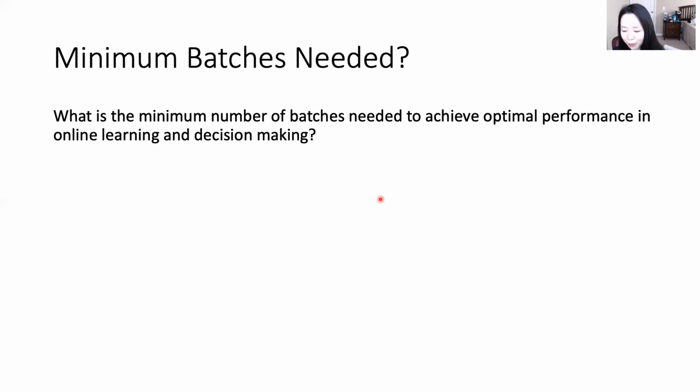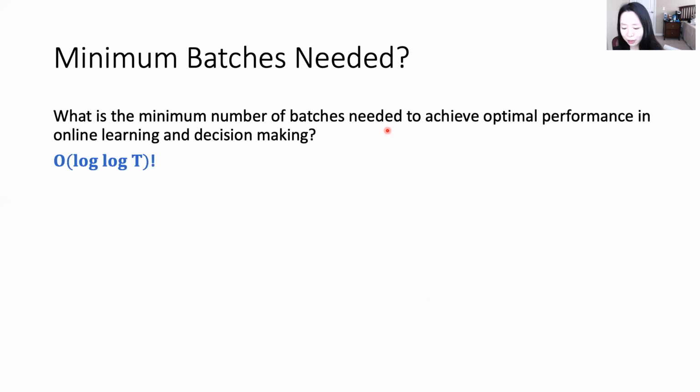So the key mathematical problem here is to find a trade-off between the number of batches and the regret. In particular, we don't want to sacrifice much on regret, and still want to achieve the optimal performance, which means almost the same order as the minimax optimal regret without batch constraint. Thus, the key problem in our paper is, what is the minimum number of batches needed to achieve optimal performance in online learning and decision making? In this paper, we prove a tight bound for this quantity, which is in fact pretty small, only of the order of log T.